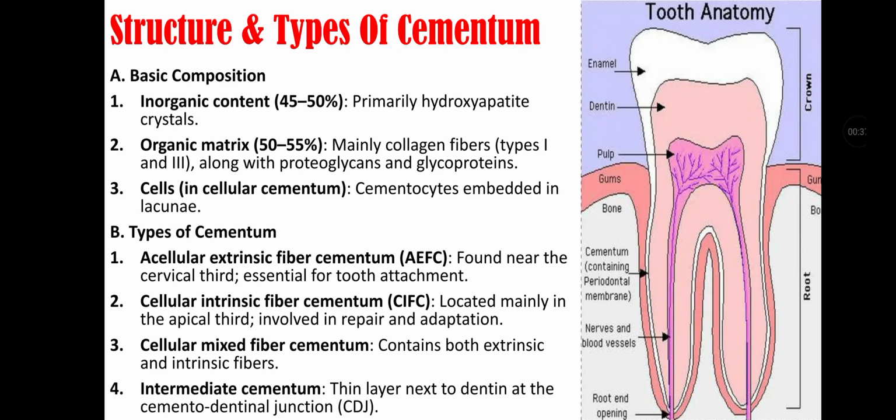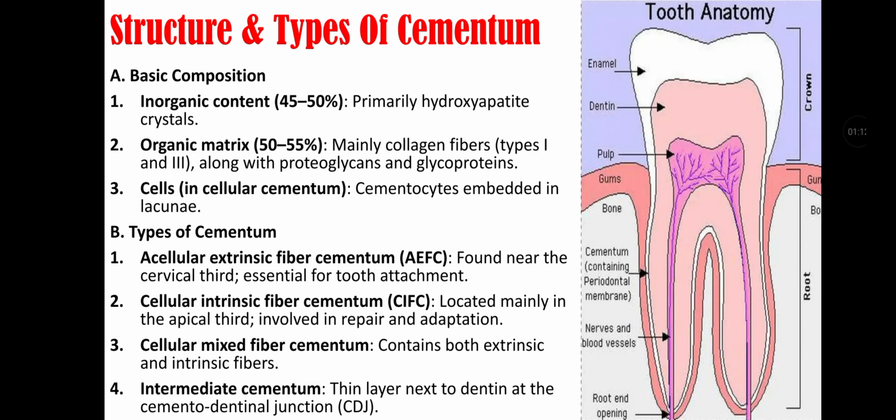Structure and types of cementum. First, we will talk about the basic concept. It has three components: inorganic content, organic matter, and cells. Inorganic content in cementum is 45 to 50%, primarily hydroxyapatite crystals. Organic matrix is 50 to 55%, mainly collagen fibers, which include type 1 collagen fiber and type 3 collagen fiber, along with proteoglycans and glycoproteins. Then there are cells in cellular cementum, that are cementocytes embedded in lacunae.